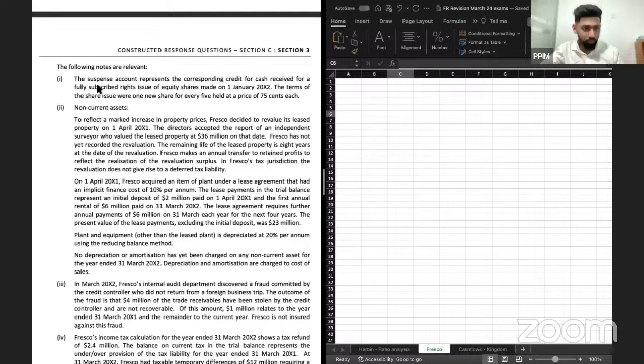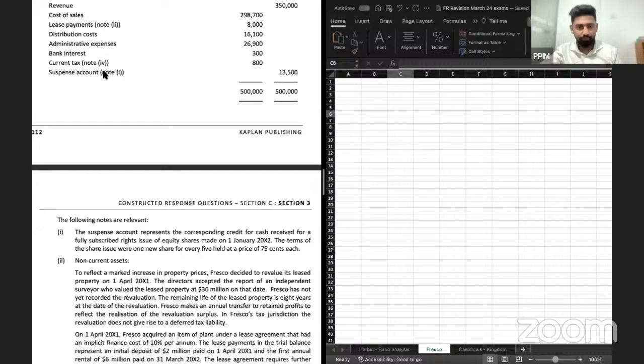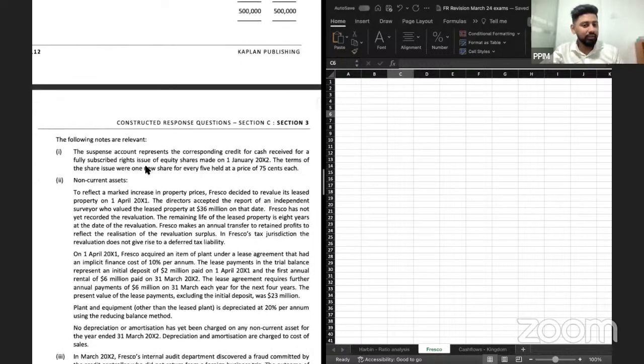The suspense account. Here you've got the suspense account. The suspense account represents the corresponding credit for cash received for a fully subscribed rights issue of equity shares made on 1st of January 2012. The terms of the share issue were 1 new share for every 5 held at a price of 75 cents each.